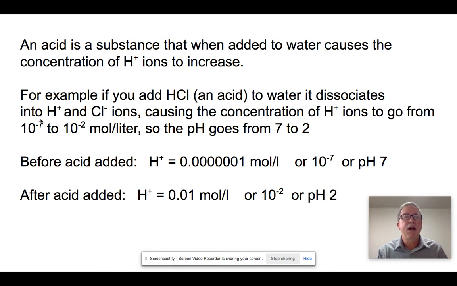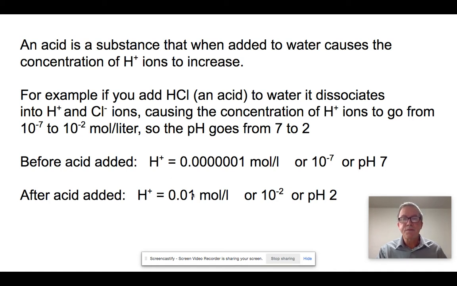Let's say I add enough that I go from a concentration of 10 to the negative seventh moles per liter of hydrogen ions to 10 to the negative second. Now that's significantly higher in concentration. In fact, it's 100,000 times more concentrated. So the pH goes from 7 to 2, because the negative log of this is 7 and the negative log of this is 2.